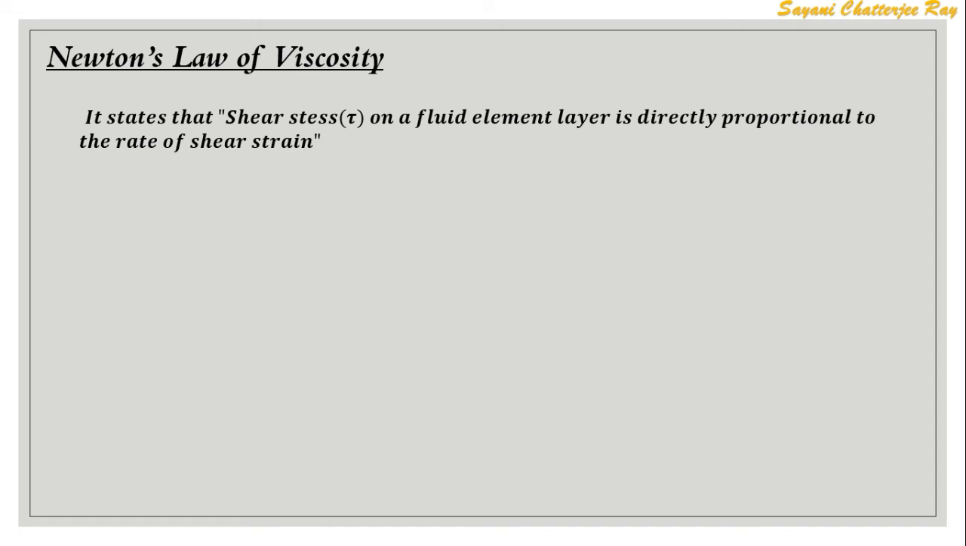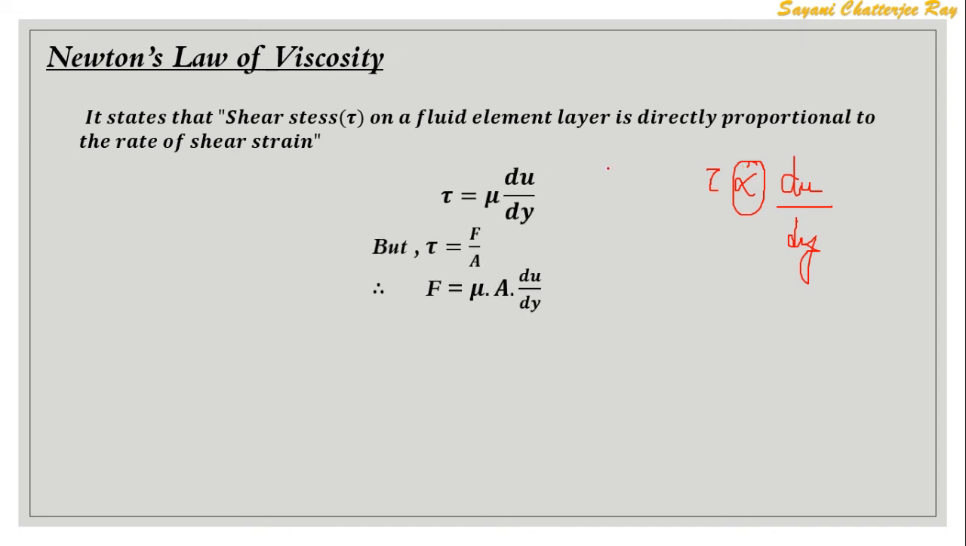Newton's law of viscosity. It states that the shear stress on a fluid element layer is directly proportional to the rate of shear strain. We have already studied that shear stress is directly proportional to the velocity gradient or du by dy, and in order to remove this proportionality sign, we have introduced a constant of proportionality, which is also known as the coefficient of dynamic viscosity. So shear stress or tau equals mu multiplied by the velocity gradient.